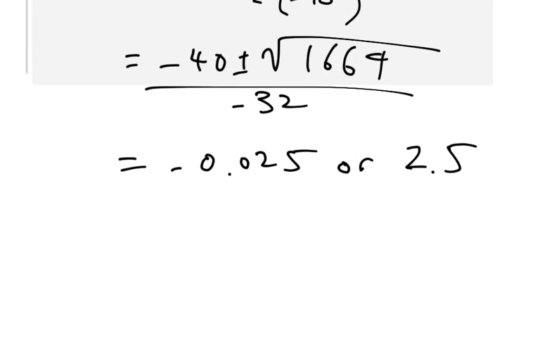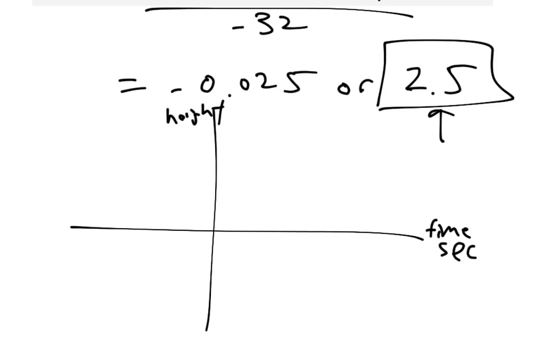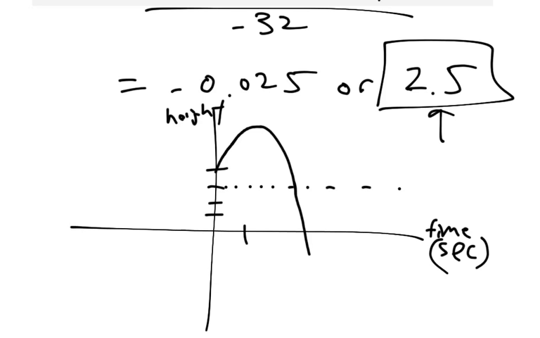Now, we know that time cannot be negative, so in this case, the time when the ball goes up from 4 feet and falls back down to 3 feet is exactly 2.5 seconds. If you graph this, given this is the height, and this side is the time in seconds, what that will look like is 1, 2, 3, 4. He's throwing the ball up and coming back down at 3.